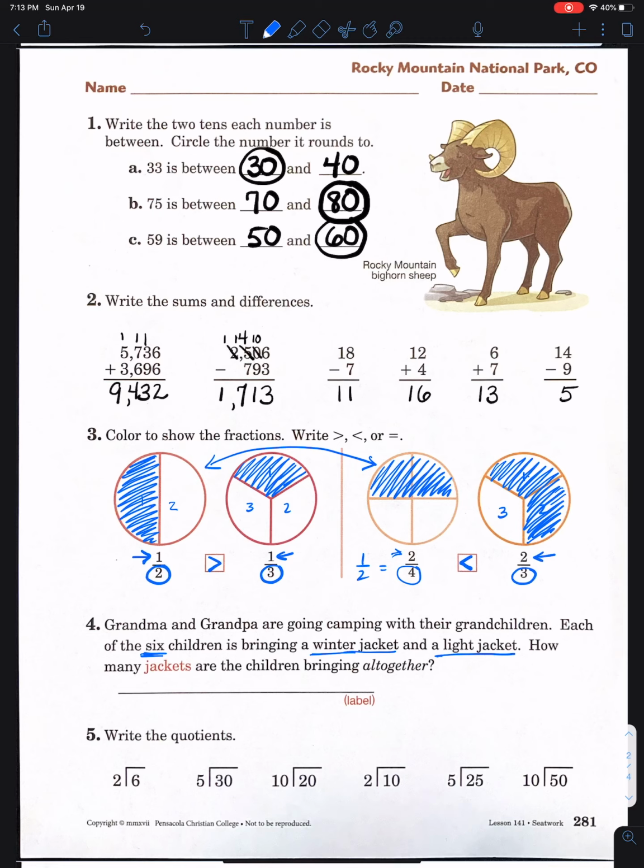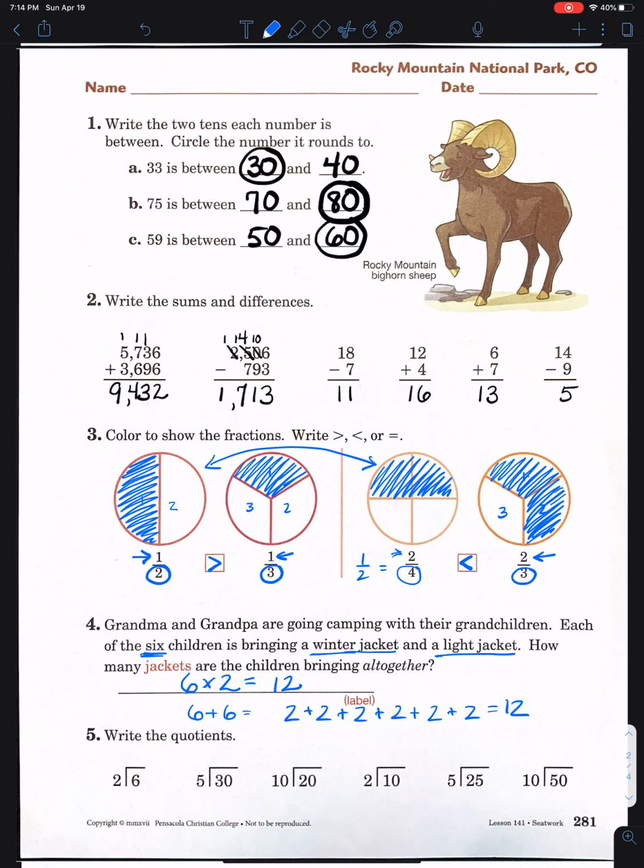This will be a multiplication problem. 6 children times 2 jackets each equals how many total jackets? Well, what's 6 times 2? Another way to say it is 6 plus 6 because that's 2 groups of 6. And the answer is 12. We could also say 2 plus 2 plus 2 plus 2 plus 2 plus 2 equals 12. That's 6 groups of 2.